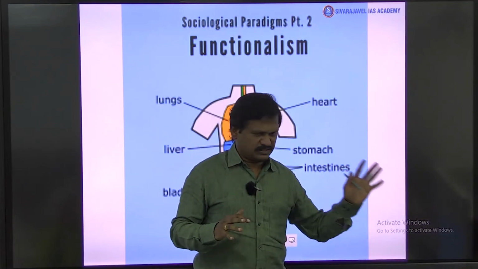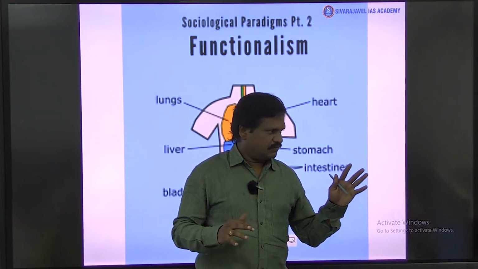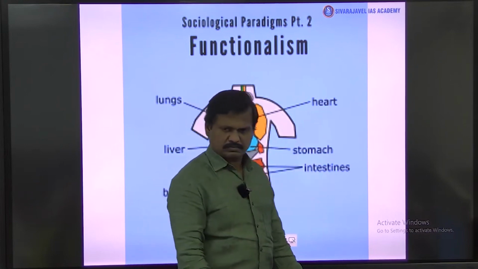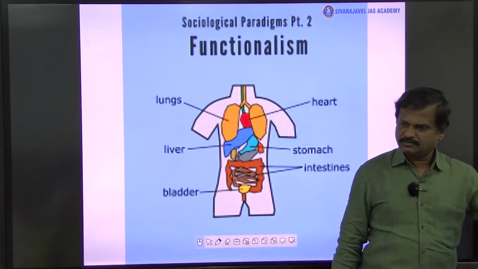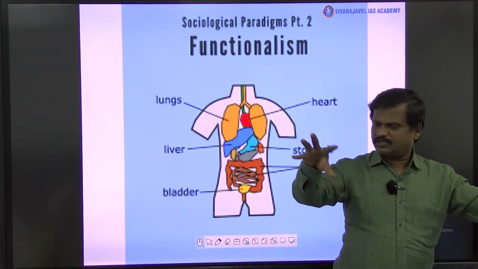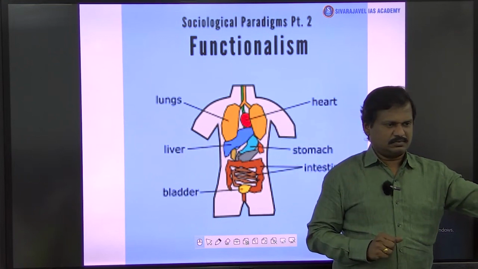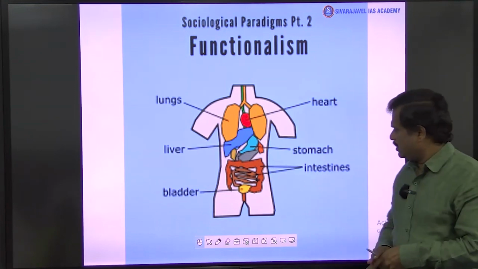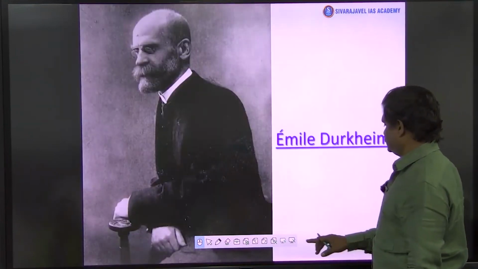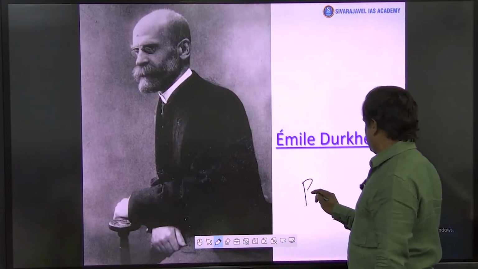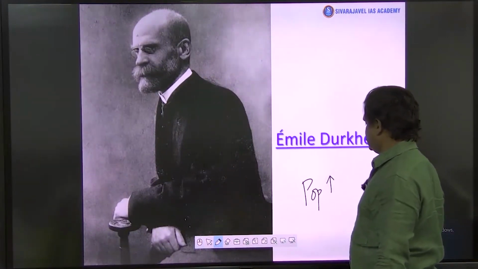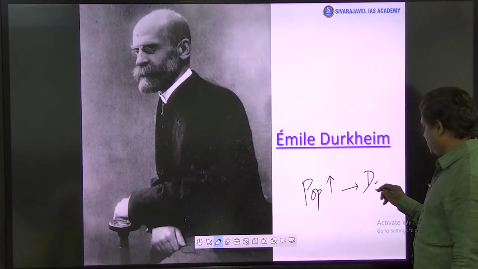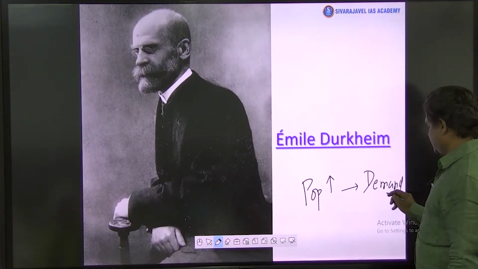So when society changes from agriculture to industrial, it's normal, it's progress. How is that change happening? Durkheim explains population increases. Okay, when population increases, what will increase? Demand will increase. Yes or no? Demand increases.